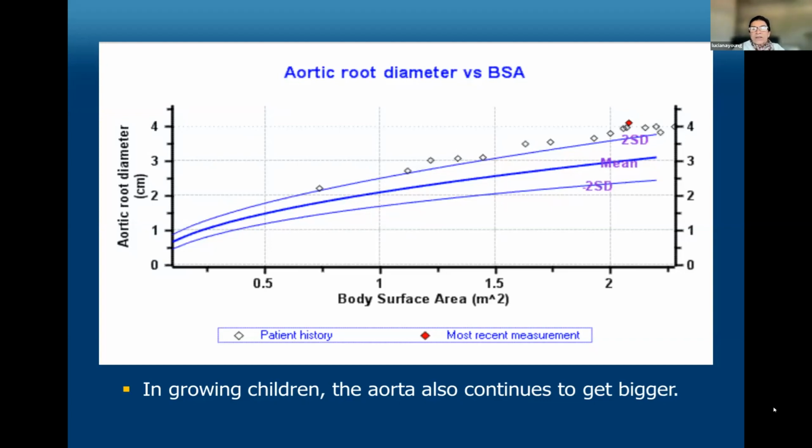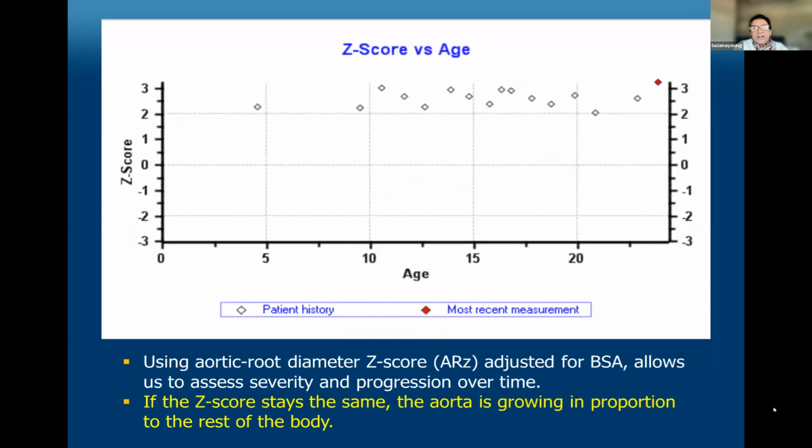This is where we use Z-scores. Z-scores index the absolute measurement to body surface area, and that takes into account both weight and height of the child. If you see here Z-score, age of the child here, as age goes up, the Z-score goes up and down here and there. But if you look at the general trend and were to draw a line through this graph, you can see that it stays pretty similar. So if the Z-score stays the same or similar over time, that means that the aorta is actually growing in proportion to the rest of the body.